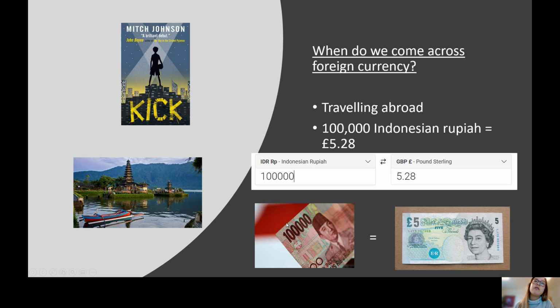I've also got a picture of a 100,000 rupiah note. I looked up on Google how much that was worth in pounds. So 100,000 Indonesian rupiah is worth £5.28. And that tells us a little bit about how different currencies have different values. We'll find out more about that now.